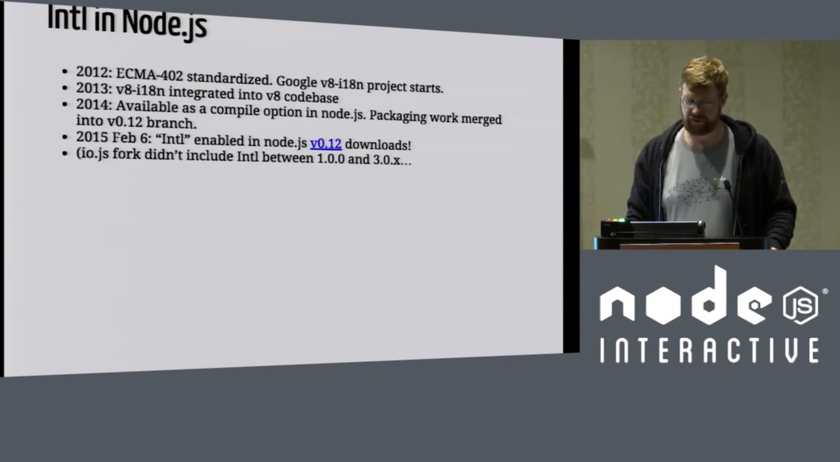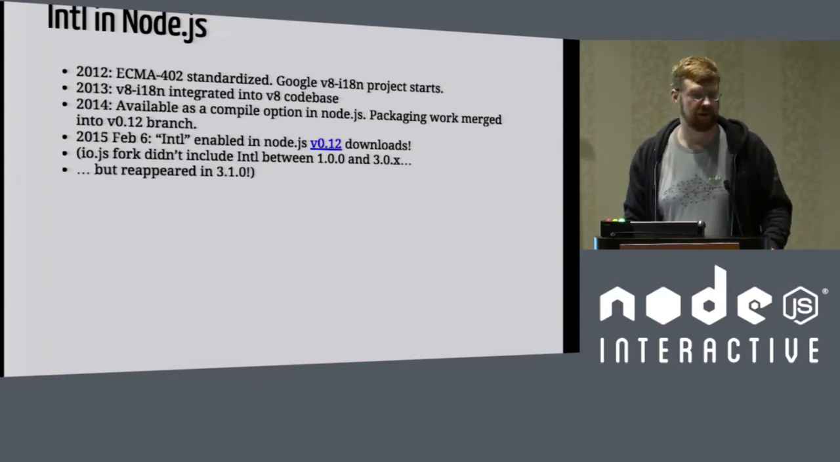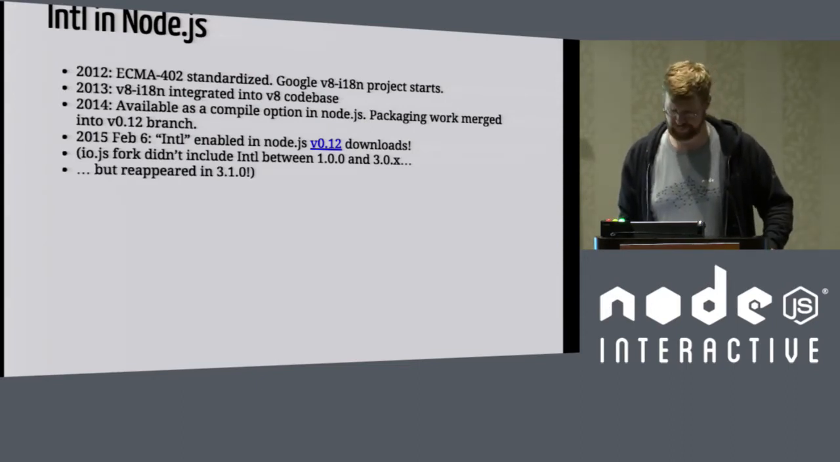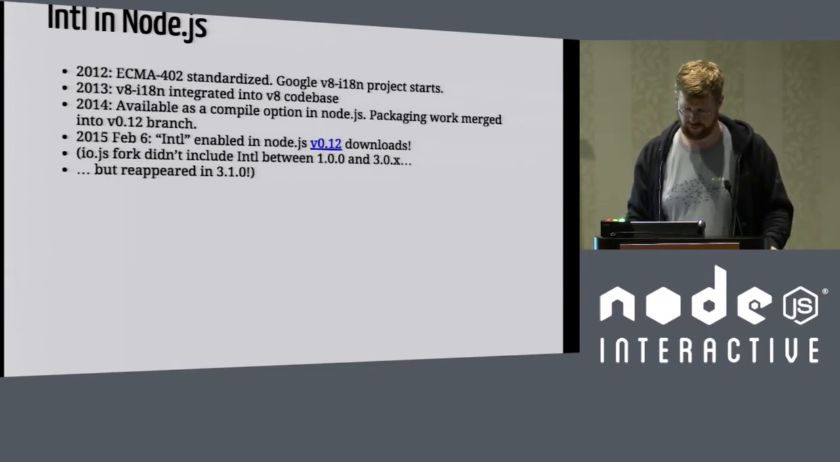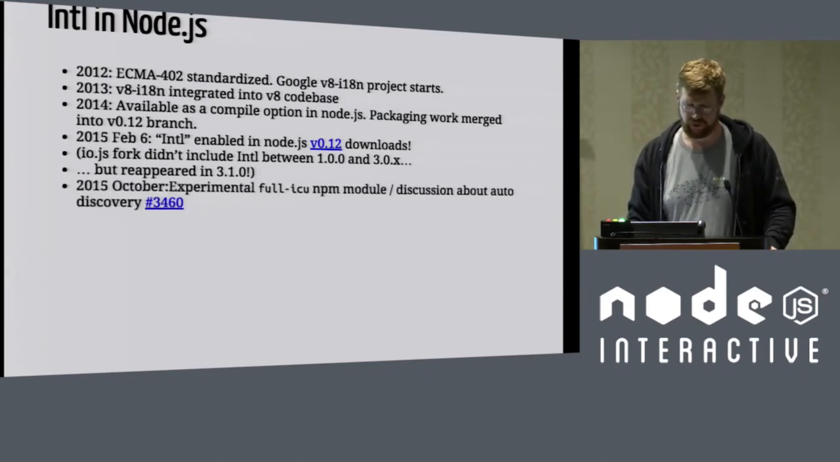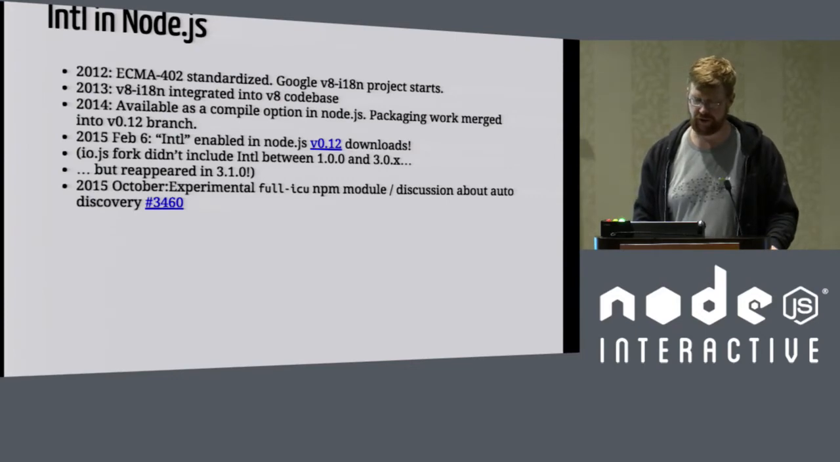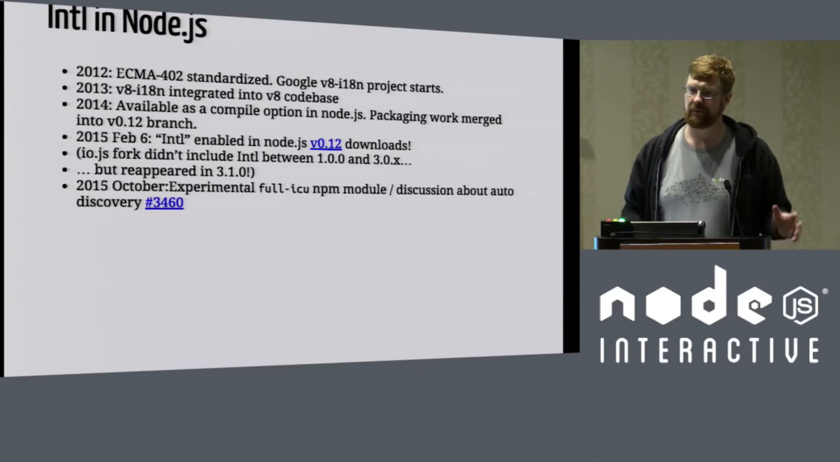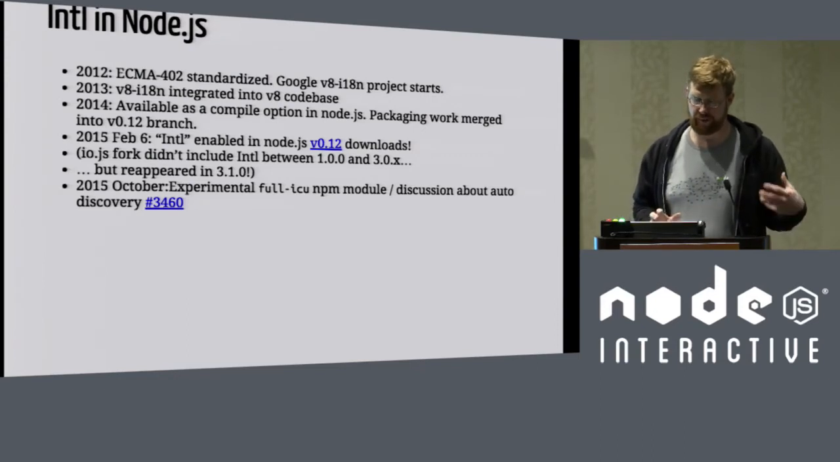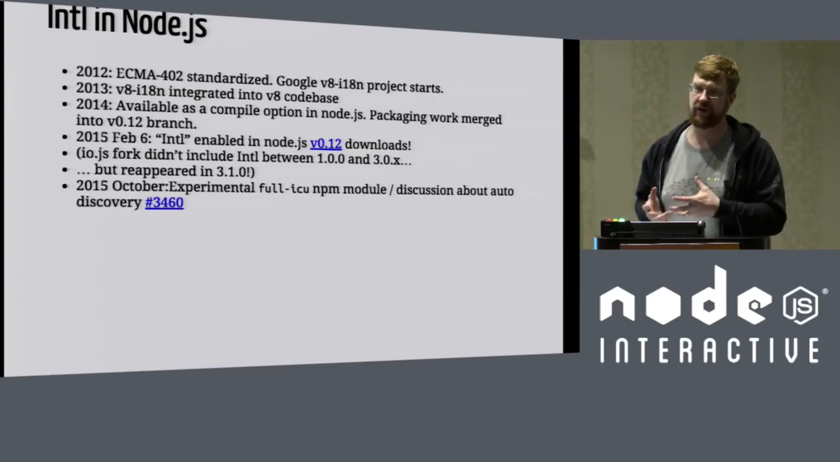io.js did not pick up this work between 1.0 and 3.0.x. However, it happily reappeared in 3.1 and in subsequent versions. One current project is working on the data packaging that I mentioned. I have an experimental NPM module here and also an issue open, 3460, looking at how to improve the situation in terms of getting those other languages.